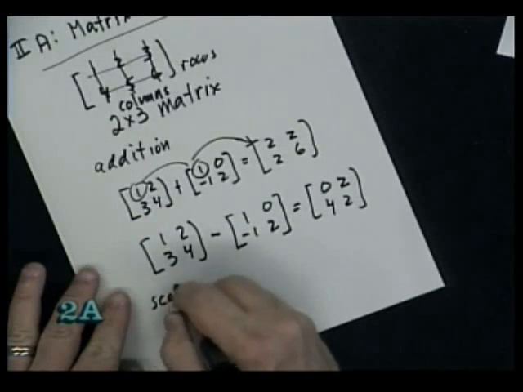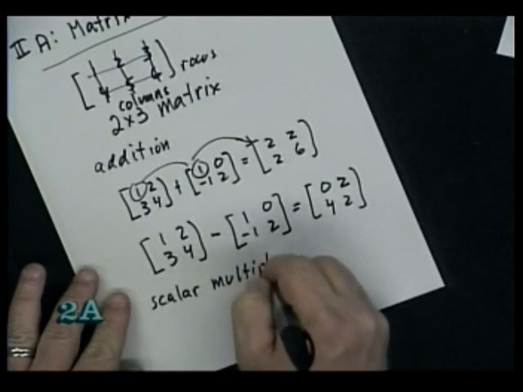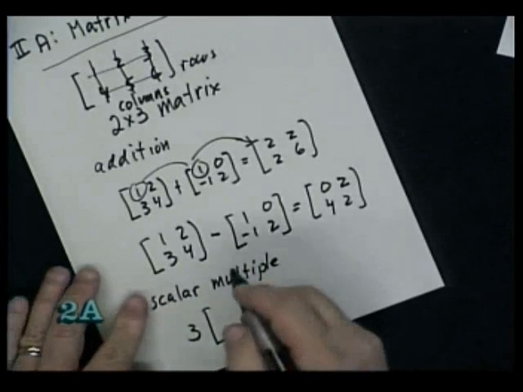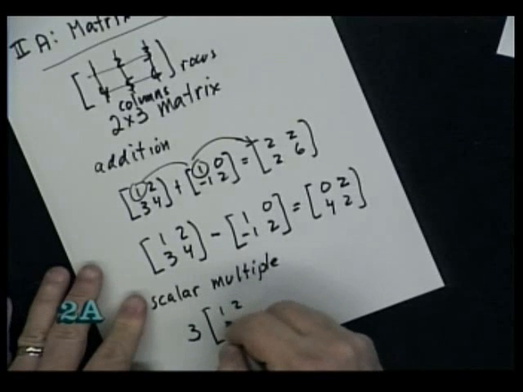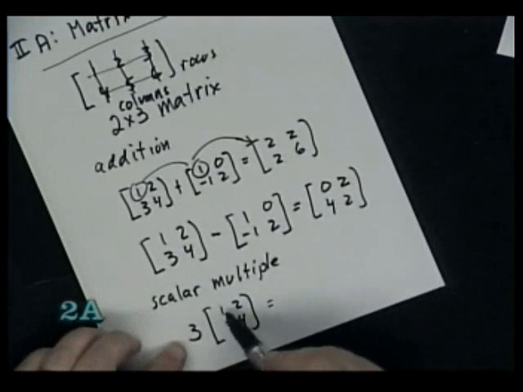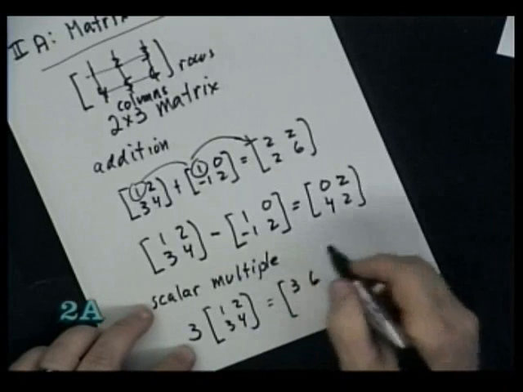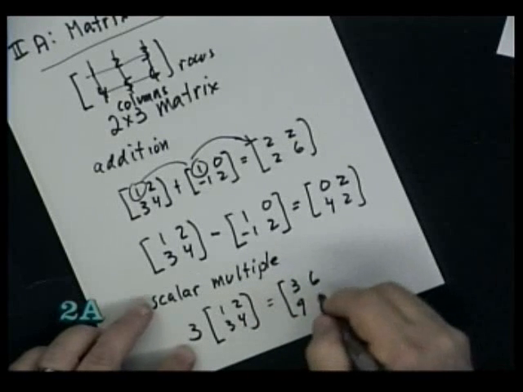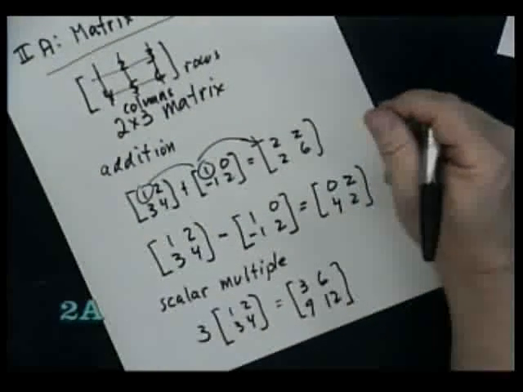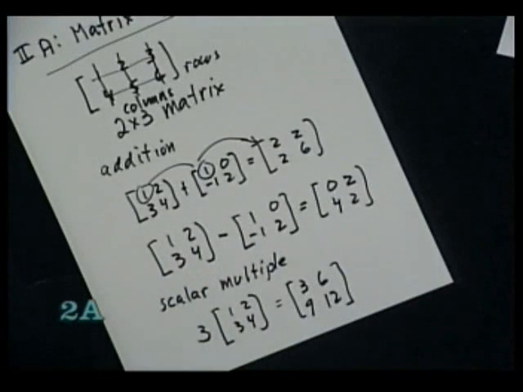Scalar multiple. So the scalar here is going to be a 3, and I'm going to multiply that by the matrix 1, 2, 3, 4. Now, what you do here is you take 3 times 1, that gives 3. 3 times 2 is 6. 3 times 3 is 9, and 3 times 4 is 12. So there's a scalar multiplication. Still, pretty nice stuff.